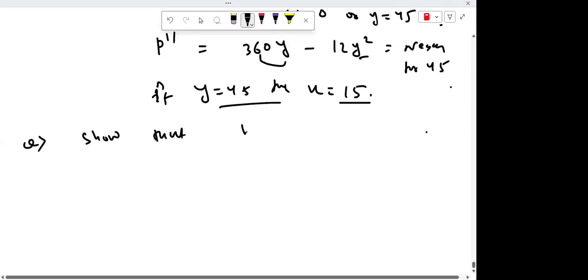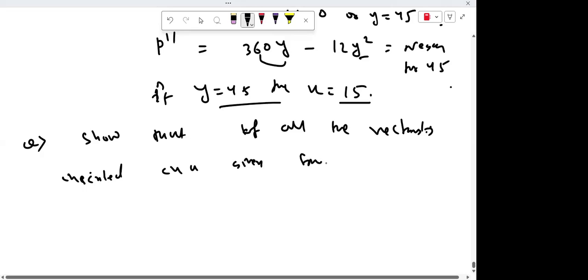Show that of all the rectangles inscribed in a given fixed circle, the square has the maximum area.